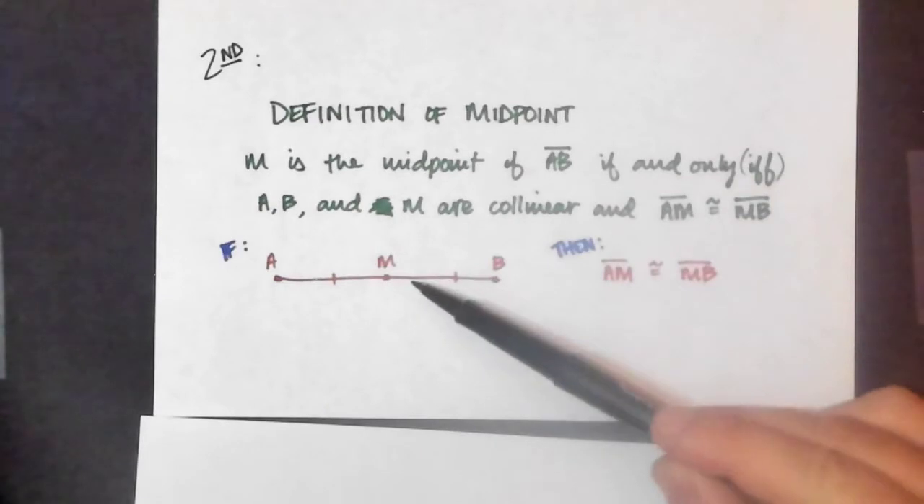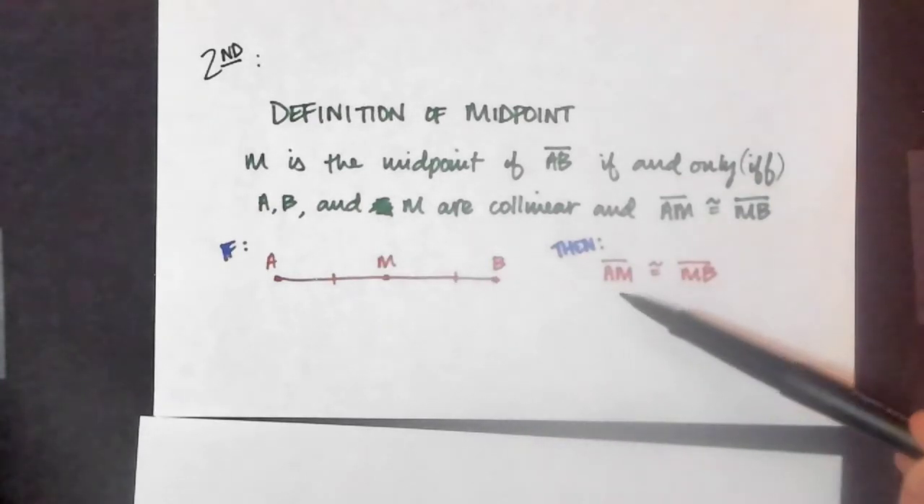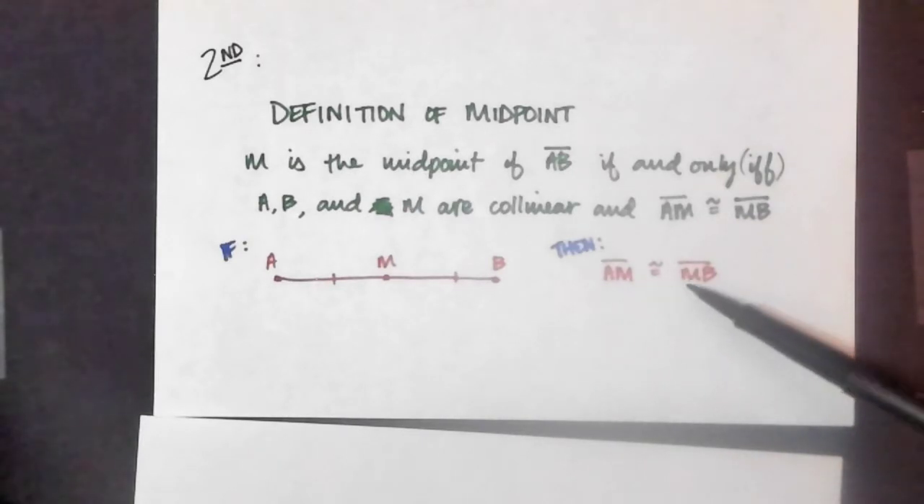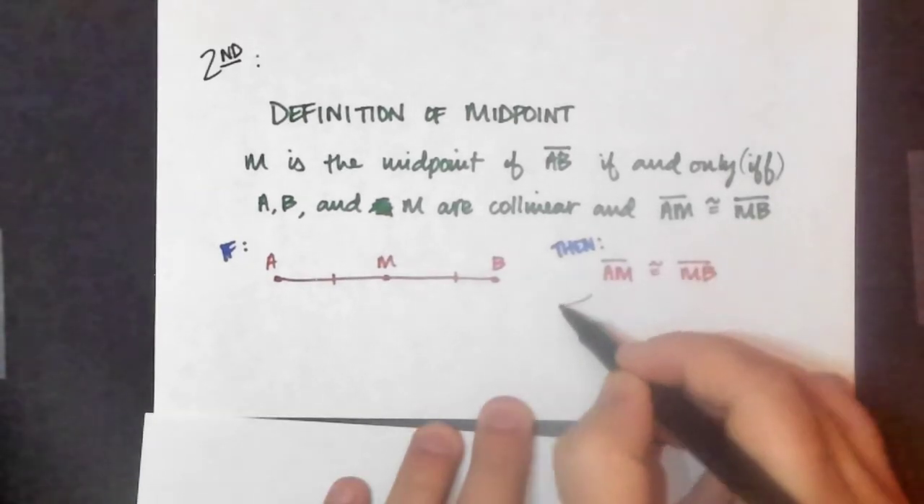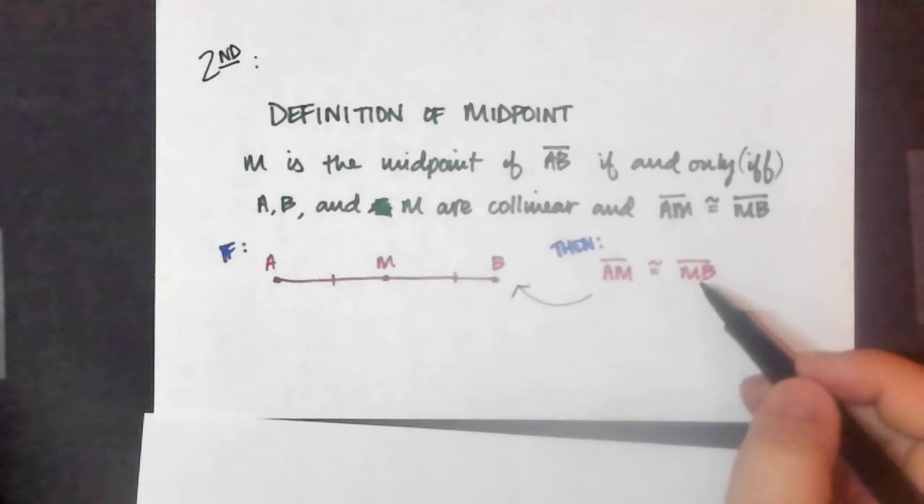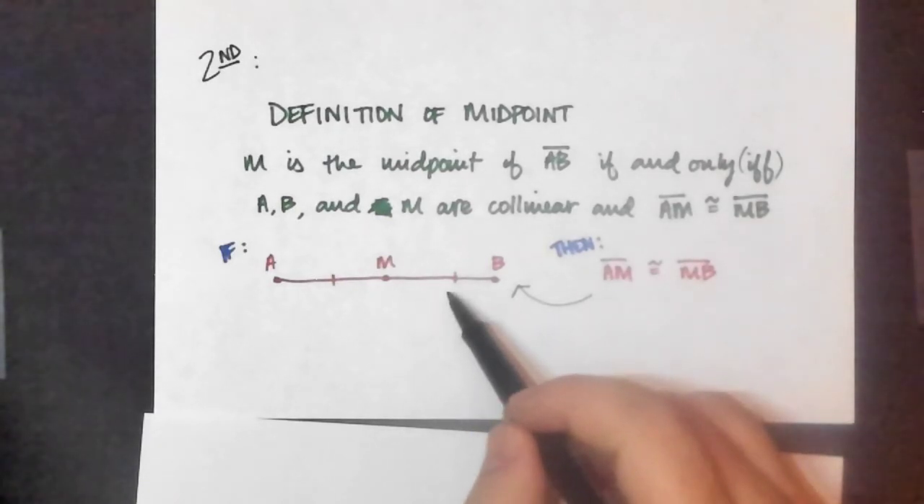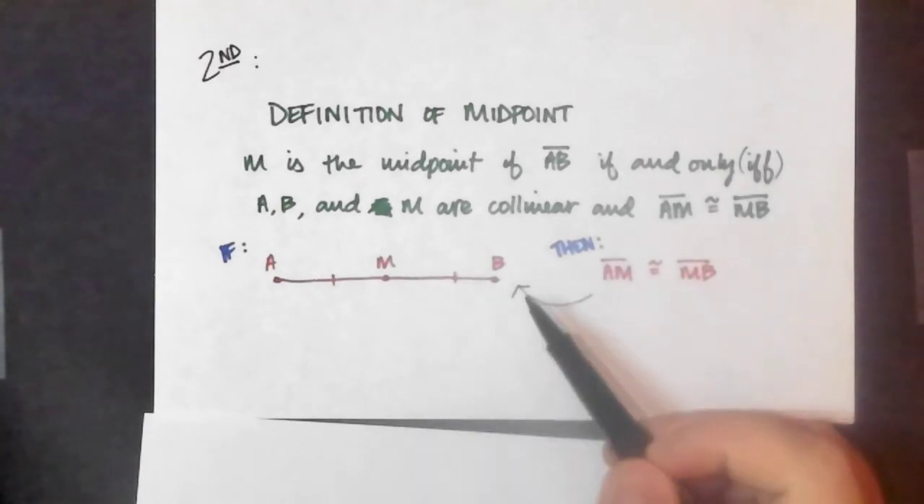So if we're told that M is the midpoint of segment AB, then these two segments AM and MB are congruent. And you can use this in the other direction as well. If you're told that segment AM is congruent to segment MB and you're given this picture, then you can conclude that M is the midpoint.